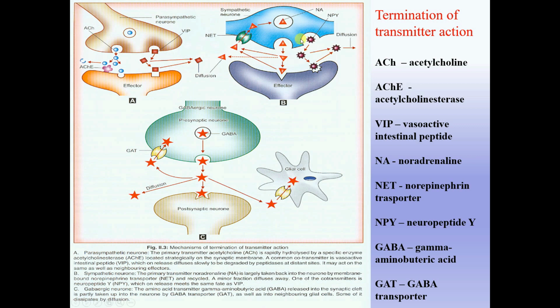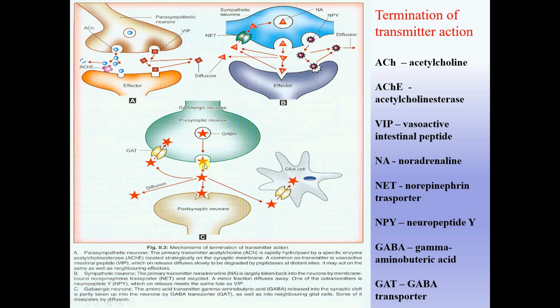Sympathetic neuron. The primary transmitter noradrenaline is largely taken back into the neuron by the membrane-bound norepinephrine transporter, NET, and recycled. A minor fraction diffuses away. One of the co-transmitters is neuropeptide Y, NPY, which on release meets the same fate as VIP.